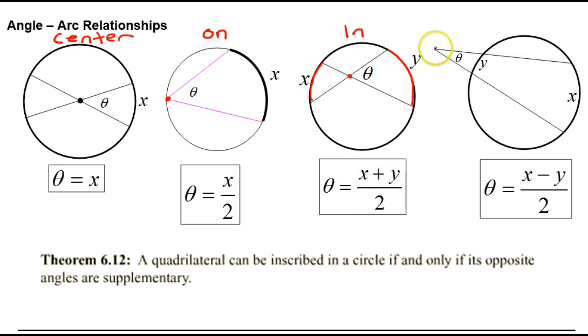And then finally, sometimes the vertex is outside the circle. In that case, we still have our two arcs. But instead of doing arc plus arc divided by 2, we do arc minus arc divided by 2. And you should do the big arc minus the small arc so you don't get a negative number.